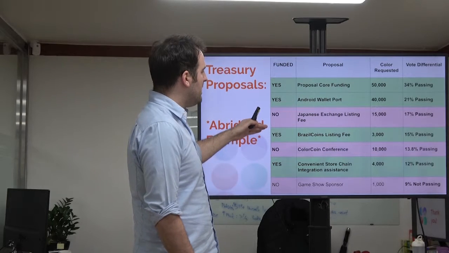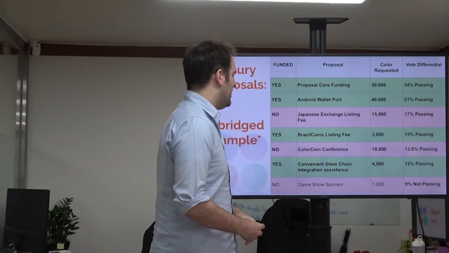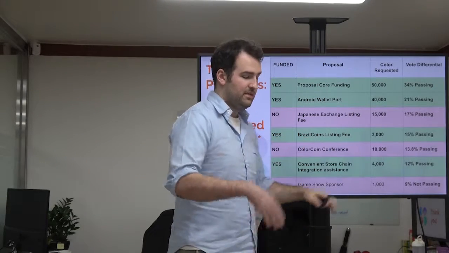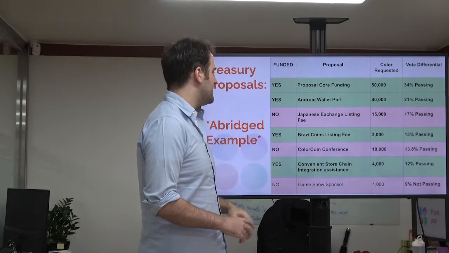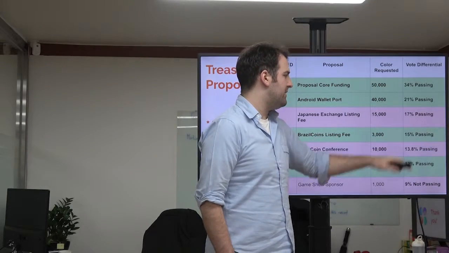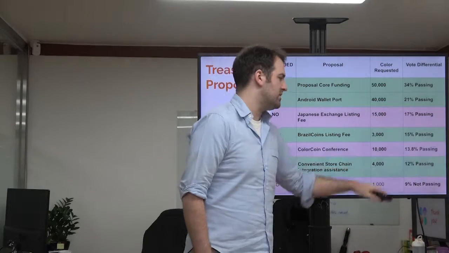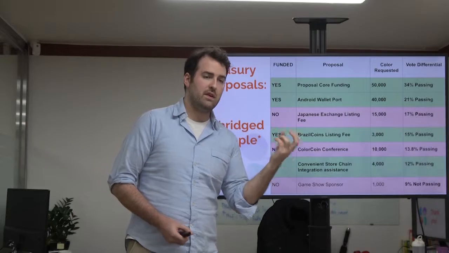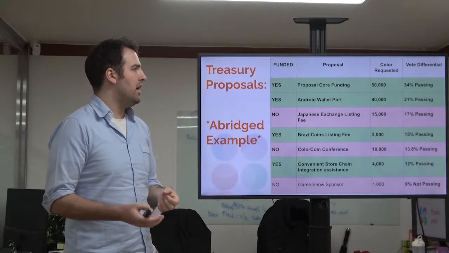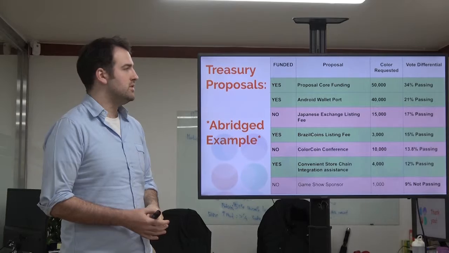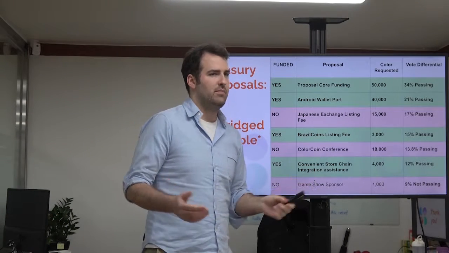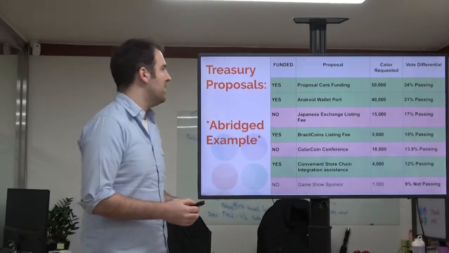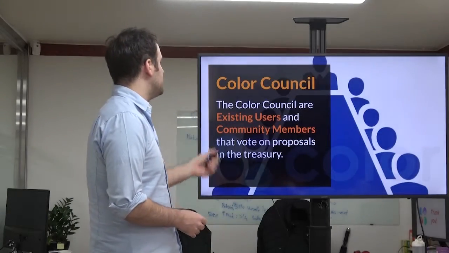Moving on, we do have some other things that we can pass here that don't require quite as much color. Brazil coins, just a fictitious Brazilian exchange I made up, had a 15% passing ratio and then a 12% passing ratio. Now, the vote differential there is essentially the number of people that voted yes versus the number that voted no or abstained. It's that difference. So it's not just that 34% of the people said yes, it's that 34% more of the people said yes than said no.